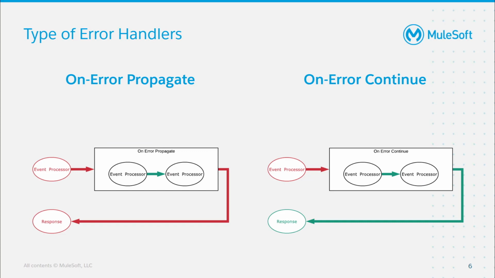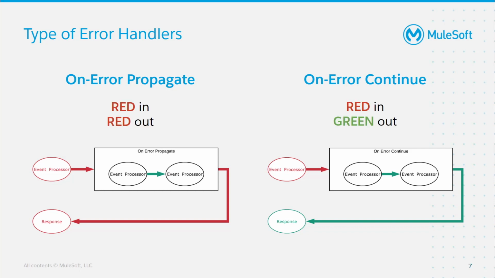As previously mentioned, the type of response returned by the error handler depends on the type of error handler that is used. In MuleSoft, there are two basic types of error handlers: on-error propagate and on-error continue. The important thing to remember about the differences between the two is that the on-error propagate scope returns an error message, while the on-error continue scope returns a success message.